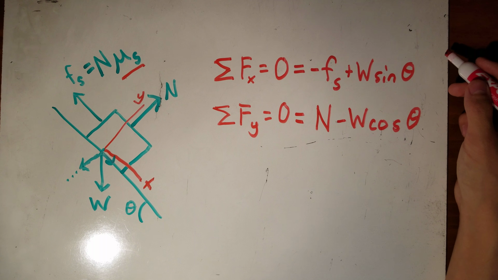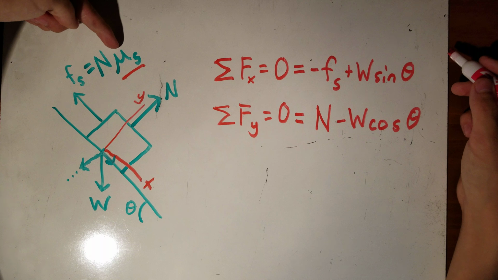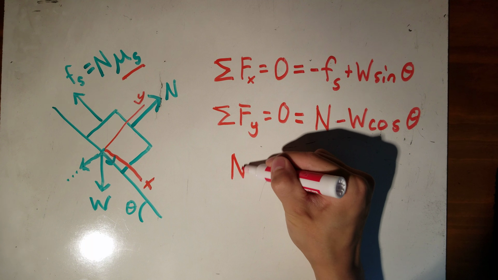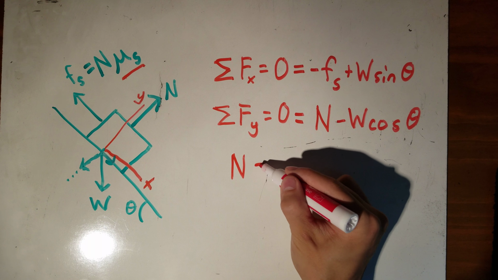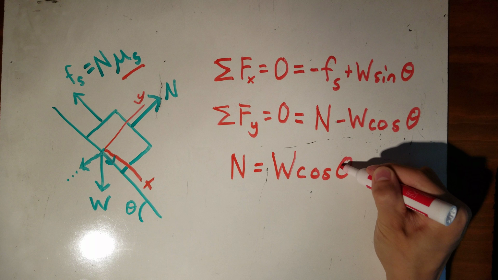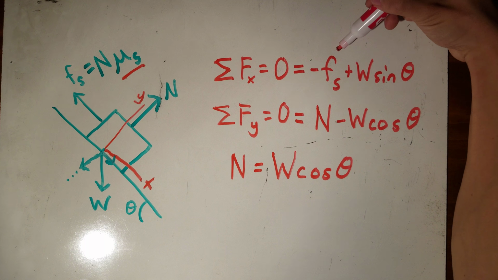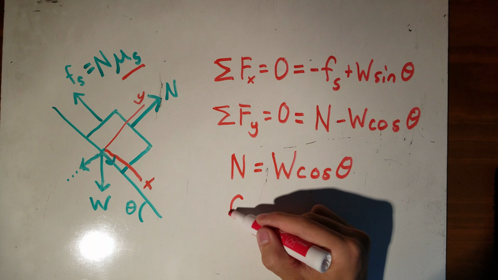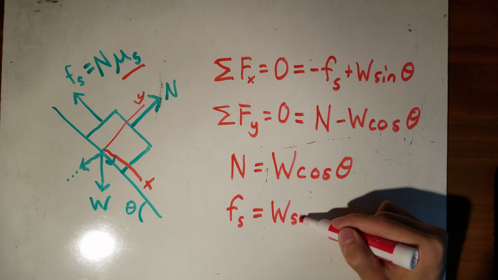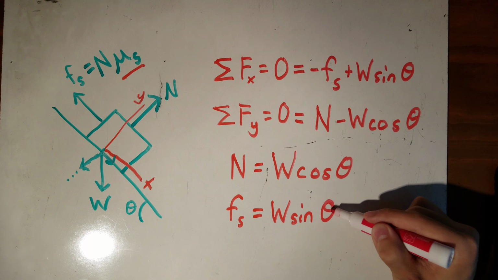Now we can begin to solve for this, and the first step we're going to want to do is solve for the normal. We can just rearrange this and say the normal is equal to w cosine of theta. We can also solve for the force of friction up here, and we'll find that f of s is equal to w sine of theta.